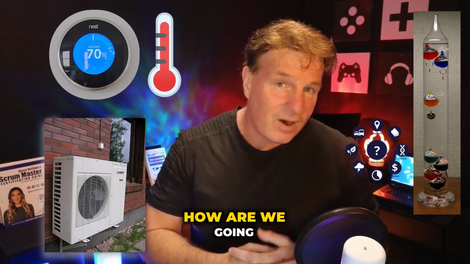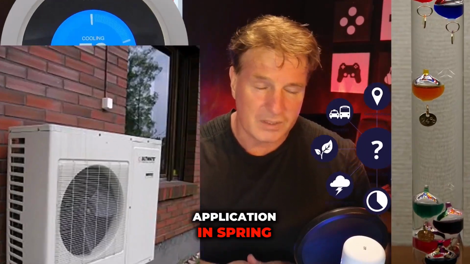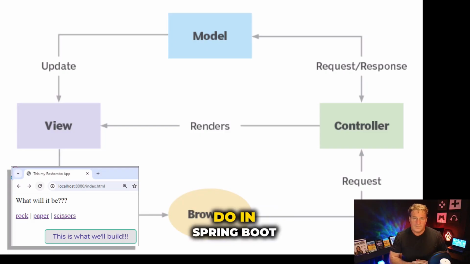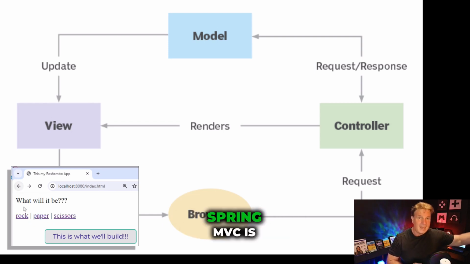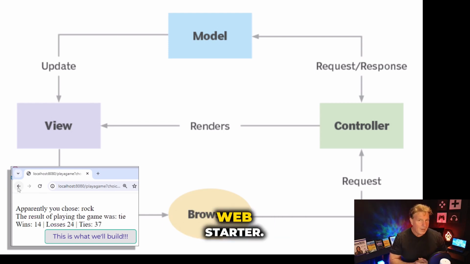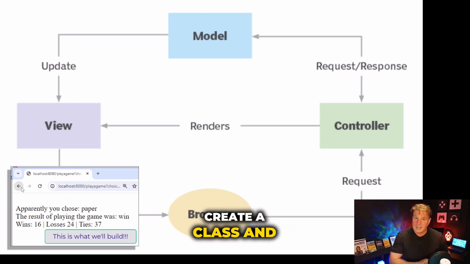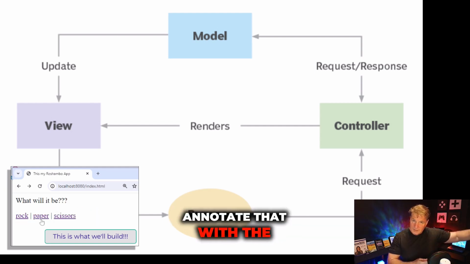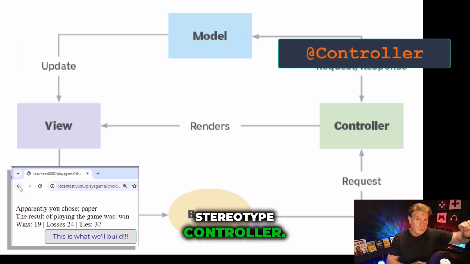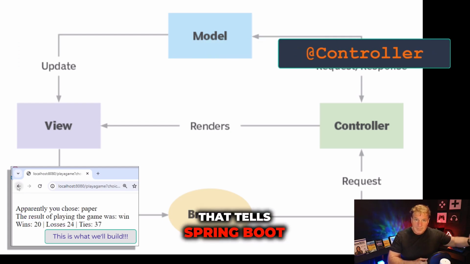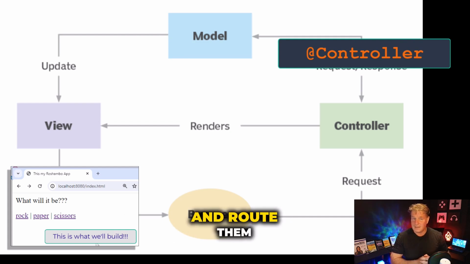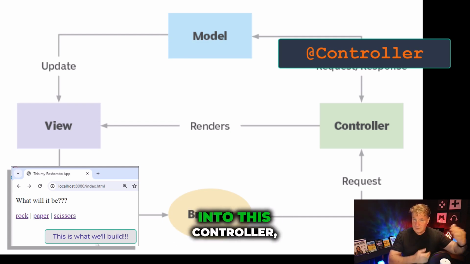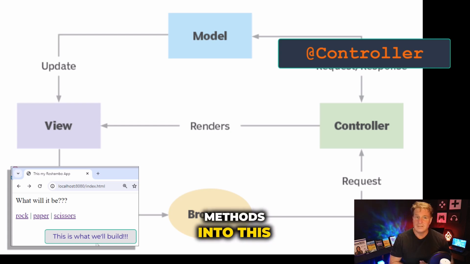Now, how are we going to build this application in Spring Boot? Well, what we're going to do is create a Spring project that uses Spring Web. Spring MVC is inside the Spring Web Starter, the Spring Web project. We're going to create a class, and we're going to annotate that with the Spring Boot stereotype controller. That tells Spring Boot that it should handle incoming web requests from the client and route them into methods in this controller.